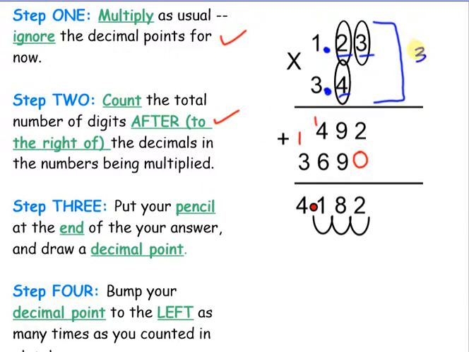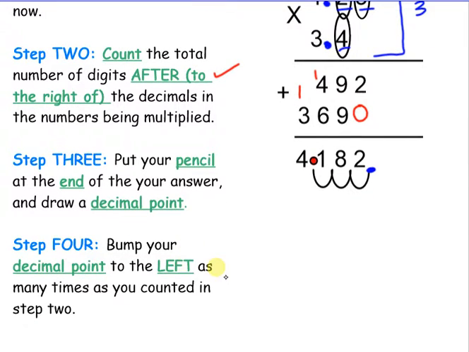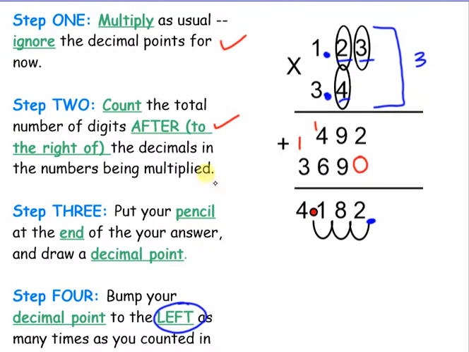Now step 3. Put your pencil at the end of your answer and draw a decimal point. So now I go down to my answer and I'm going to draw a decimal point at the end of my answer. Okay, step 4. Bump your decimal point to the left as many times as you counted in step 2. So in step 2, I counted that I was 3 numbers after the decimal point. So now I'm going to bump it to the left once, twice, 3 times. That is the final resting place of the decimal point. So my final answer is 4.182.